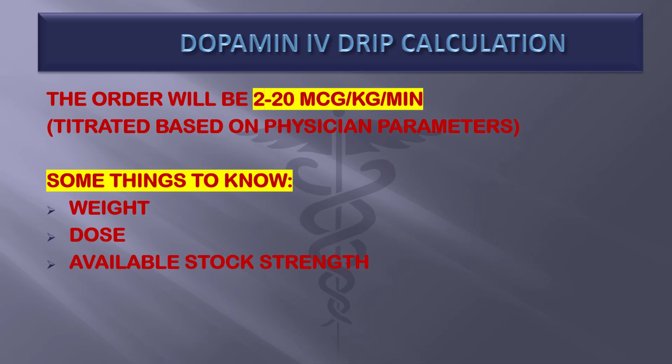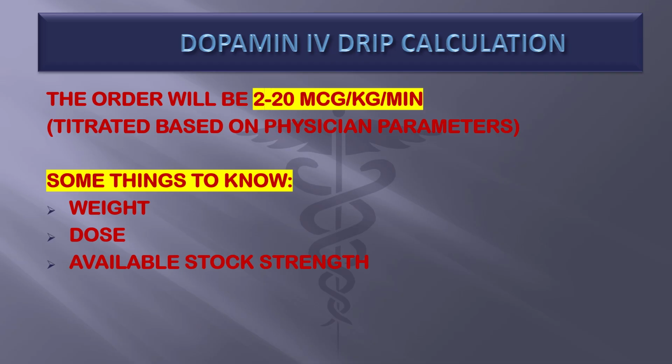The order will be 2 to 20 microgram per kg per minute. So the doctor will be telling you basically, sister, you can start it at 5 max. This will be your order. So when they say start it at 5 max, they mean 5 microgram per kg per minute. Be very careful. Now the question comes: what do I do, because my infusion pump setting is in ml per hour. That's where we have to start calculating.